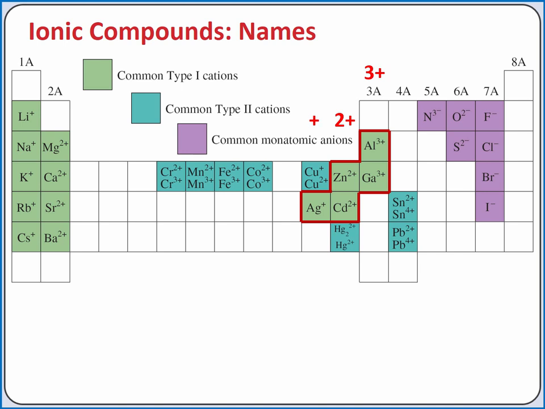If the metal is not on this list of type 1 metals, we can assume it is a type 2 metal. One unique type 2 metal to take note of is mercury. Mercury can either form a 2+ or a 1+ ion. However, mercury(I) shows up as Hg2 2+ instead of just Hg+.